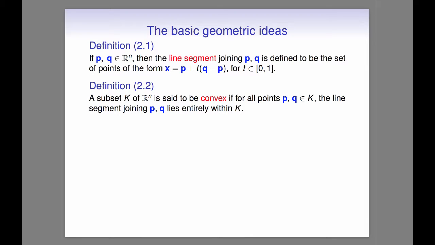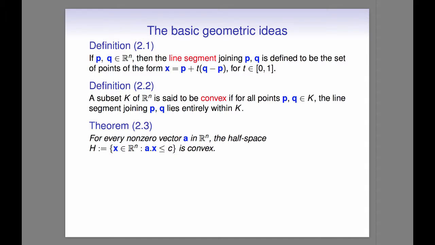We have another notion here, which is the notion of a convex set. A set K is convex if for all pairs of points P and Q in your set K, the line segment from P to Q is entirely contained in K. So a set is convex if it doesn't have any holes, it doesn't have any dents.